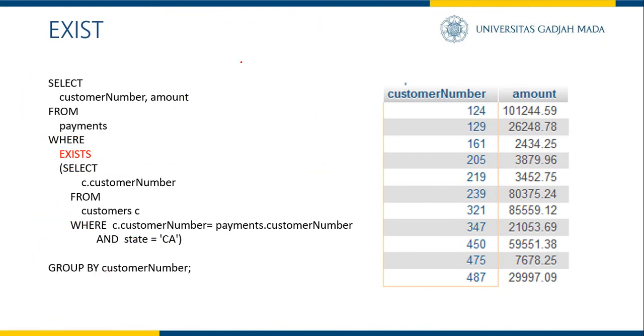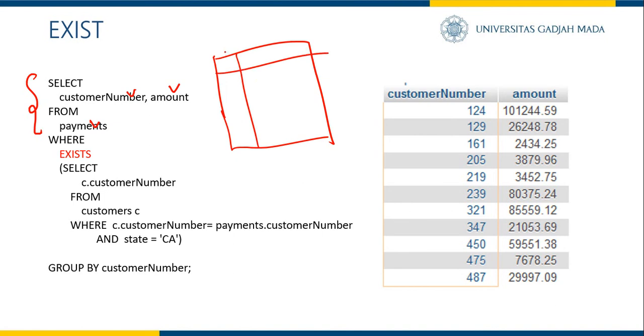Okay, so as you can see, this one will select the customer number and amount from the payment. So it will be done first. The first result will be all the data from the payments, so I have the customer number and the amount. It is all the data, which means from the payment we have, for example, 200 rows. All the data will appear. Okay, this is the result from the outer query.